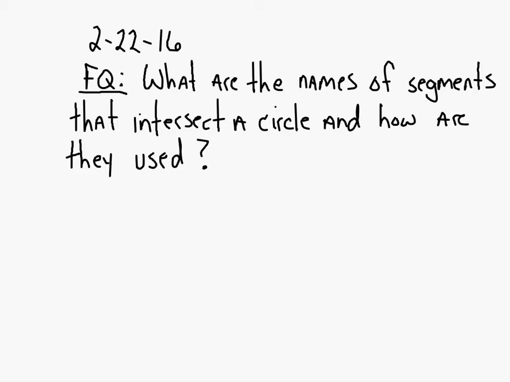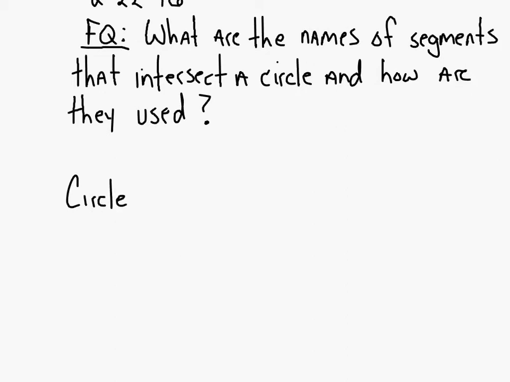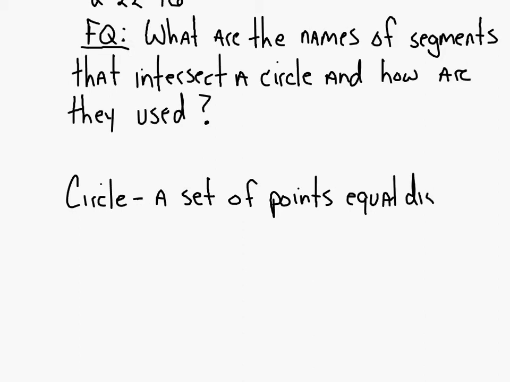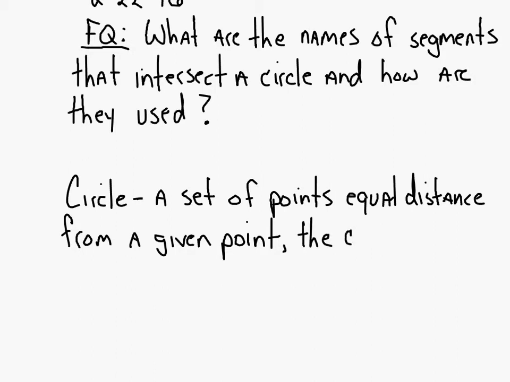So let's define a circle. A circle is a set of points equal distance from a given point, the center. A set of points equal distance from a given point. The given point is the center.